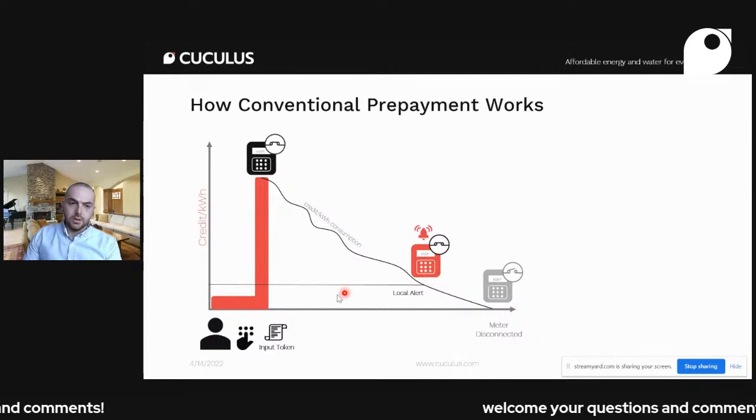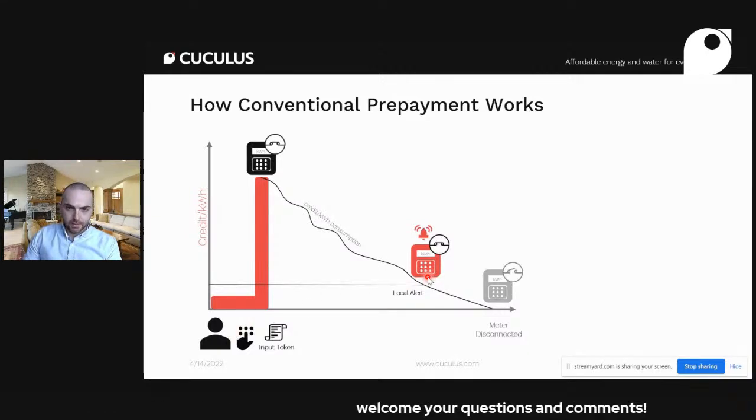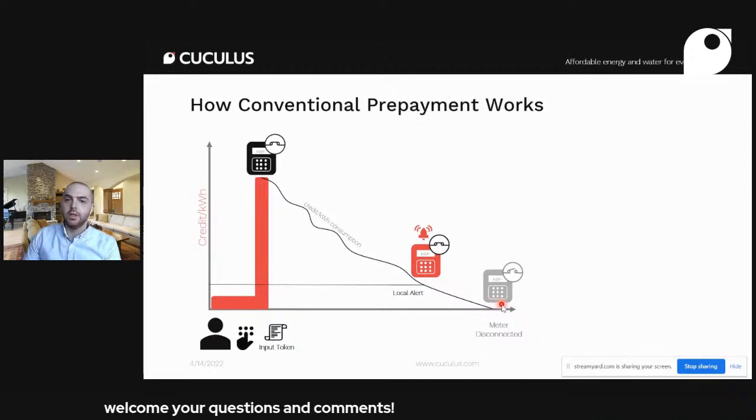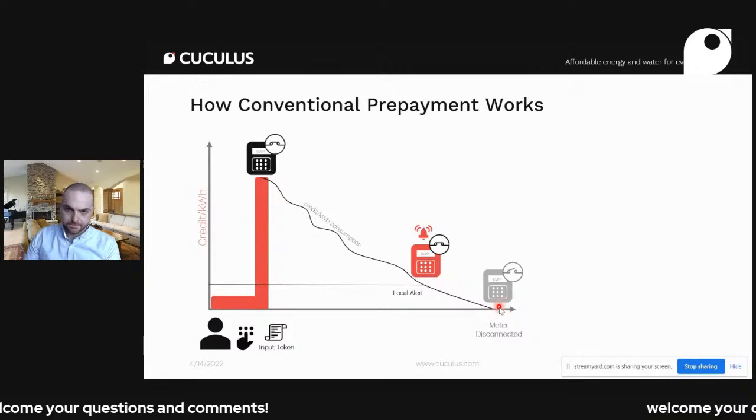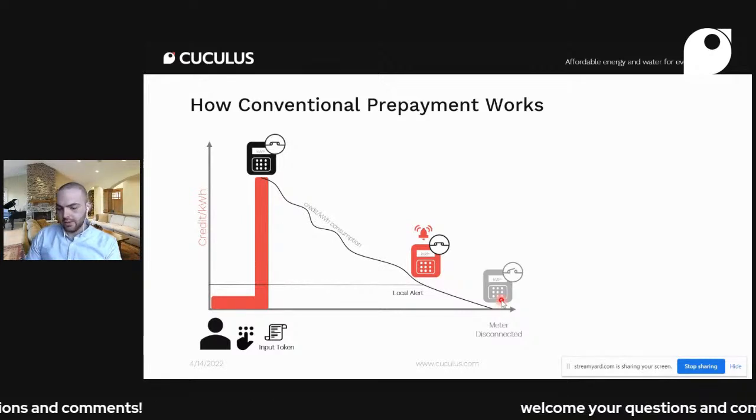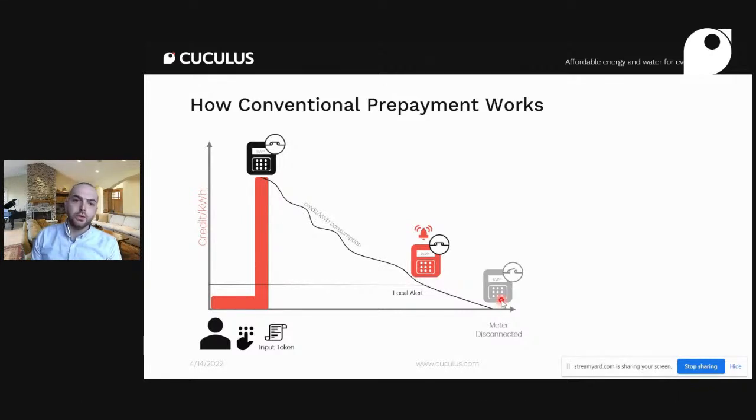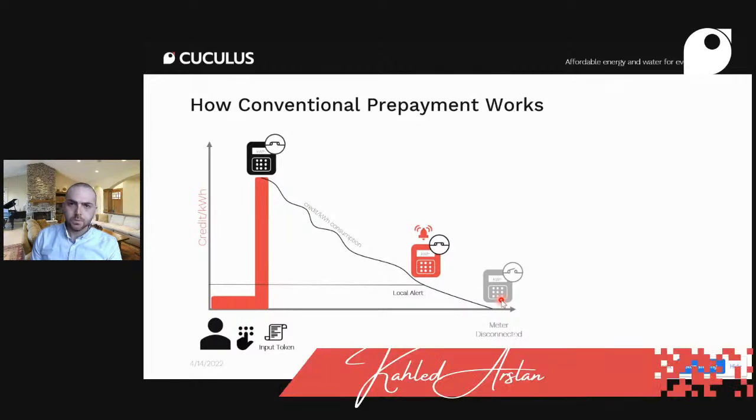If the customer doesn't top up the meter, after a certain period of time the meter will disconnect automatically, so the end user will not be able to use energy anymore. So what are the benefits behind conventional prepayment? First, there is no bill overdue, since we are forcing the customer to pay and then use the electricity.